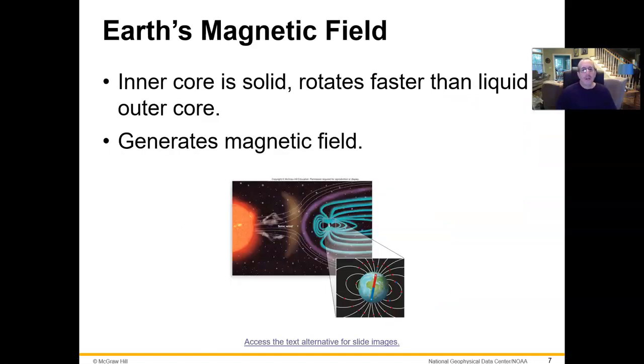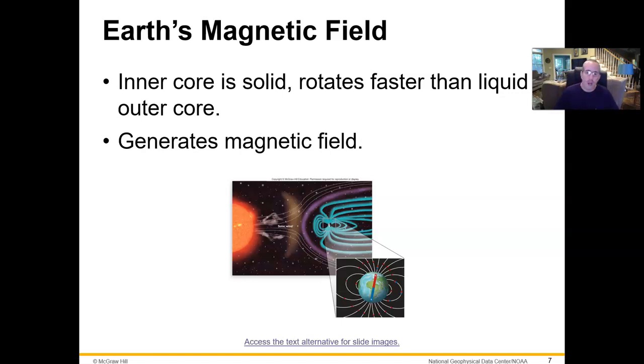So again, that inner core is solid. It does rotate. That's what causes the Earth to rotate. And it rotates faster than the liquid outer core. The liquid molten outer core rotates just a little bit slower. And what that does is those metallic materials in that core generate a magnetic field.